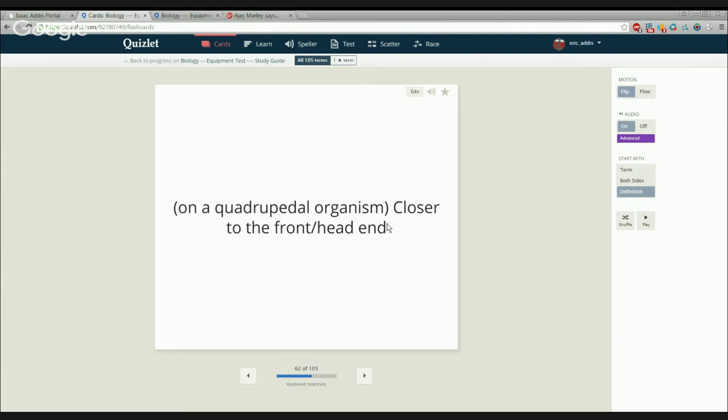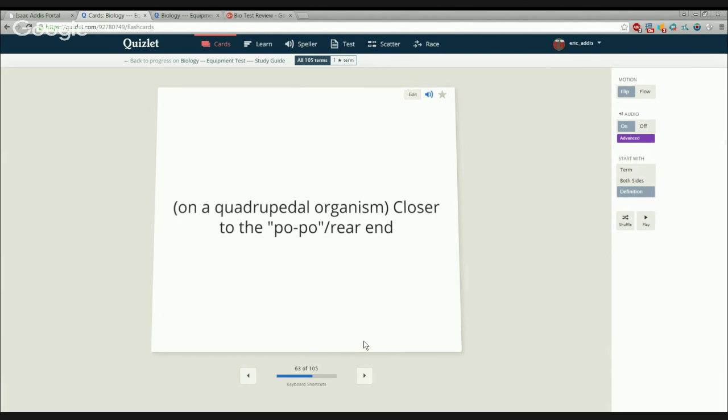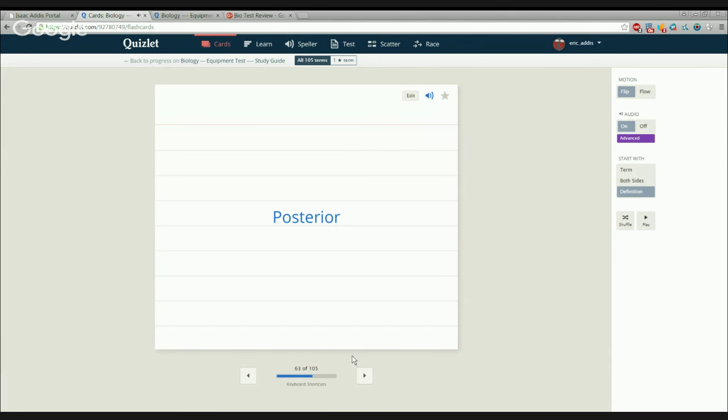Right, correct. Perfect. So if something is closer to where your dog's head region is, that's going to be anterior. And if it's closer to the tail end, it's going to be posterior.